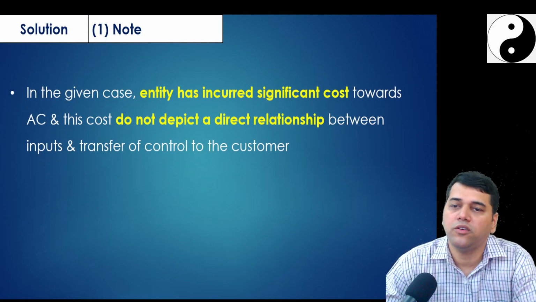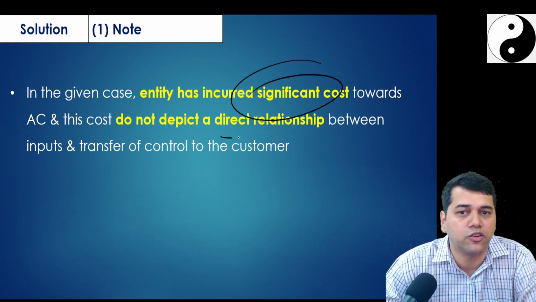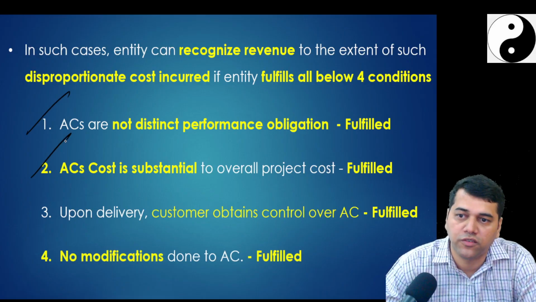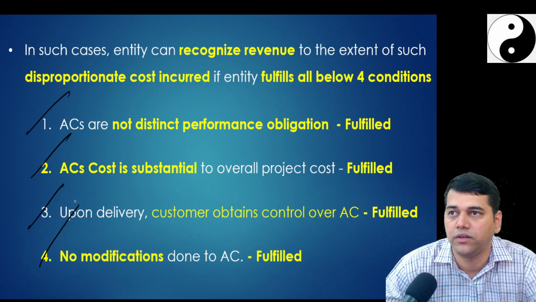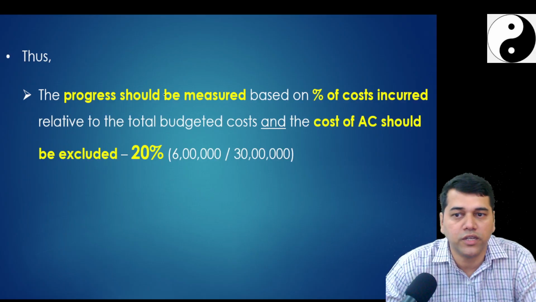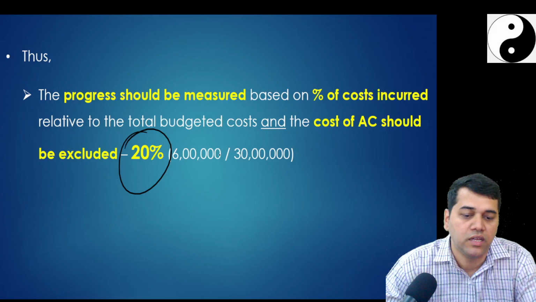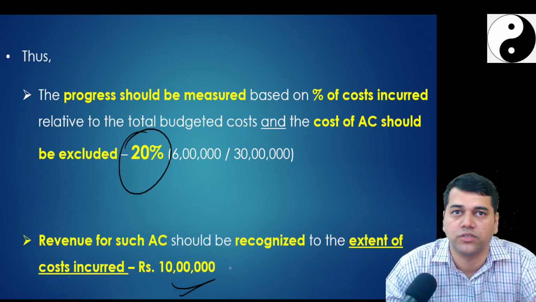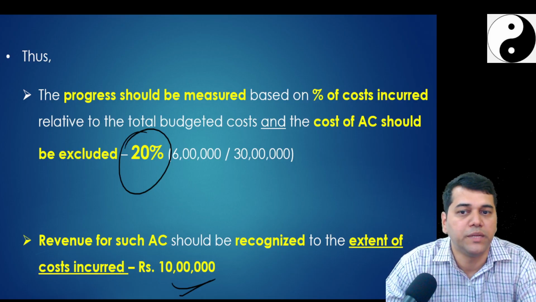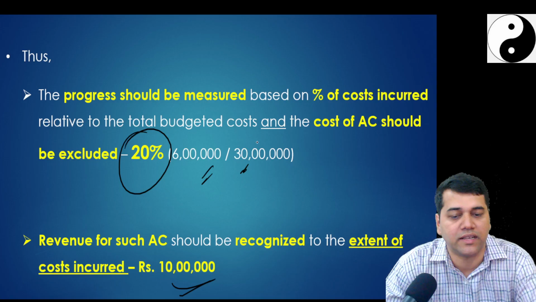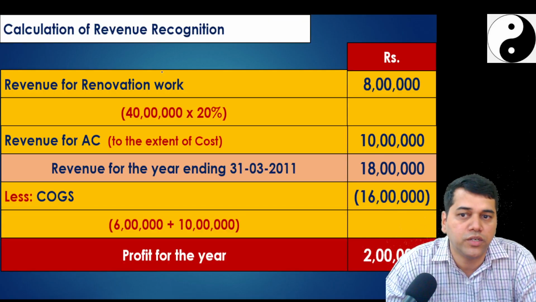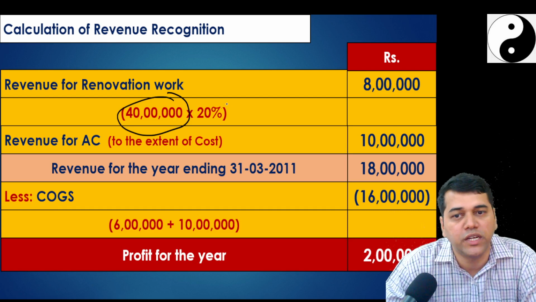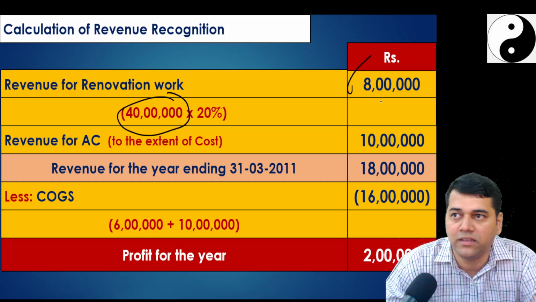Okay. So now same story: you have incurred a significant cost which has no direct relationship. So you have to check whether the 4 conditions are fulfilled. Yes, all 4 conditions are fulfilled. Because of this, you will recognize to the extent of cost incurred, and the additional AC cost up to whatever cost you incurred. So 20% is complete because 6 lakh by 30 lakhs. Out of 50 lakhs, you allocate 40 lakhs to renovation work, and 20% is complete, which is 8 lakhs.